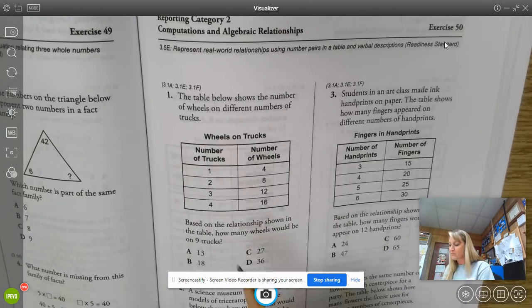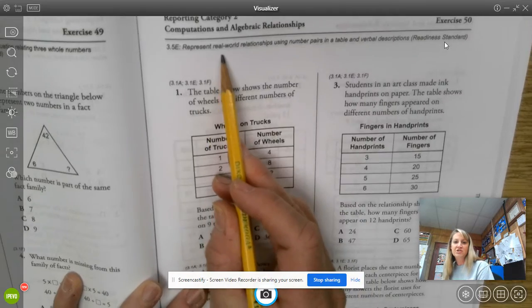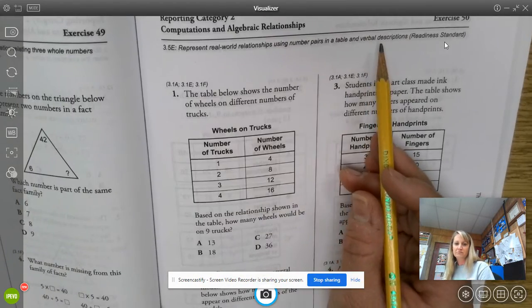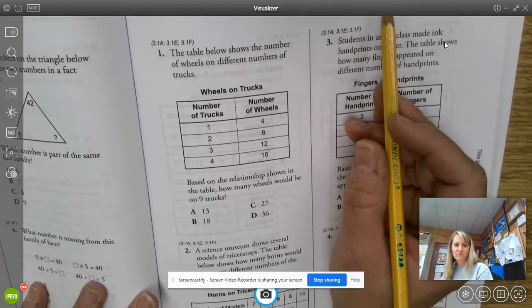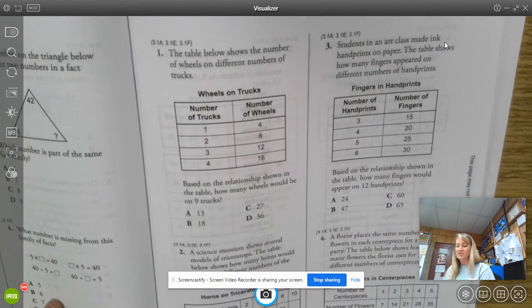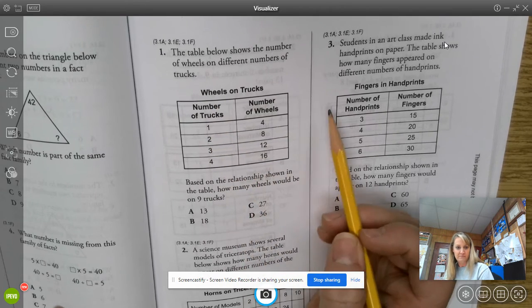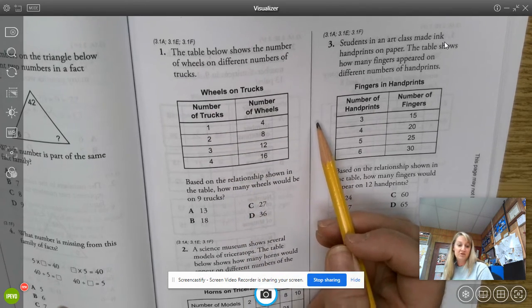If you look at the top, represent real-world relationships using number pairs in a table and verbal description. Okay, those are fancy words, and I'll tell you what that means. It's trying to find the pattern from one column to the other column. Okay, so I'm going to show you.